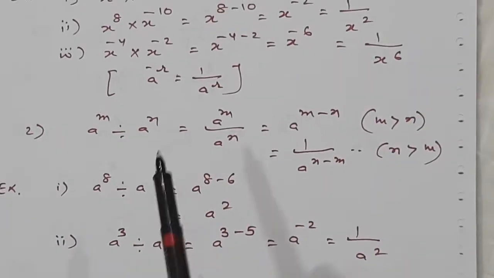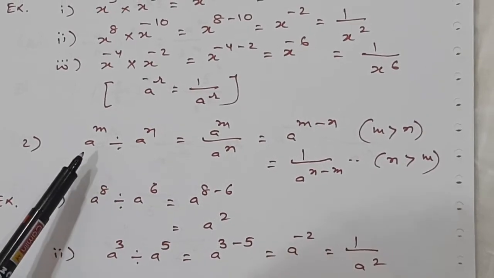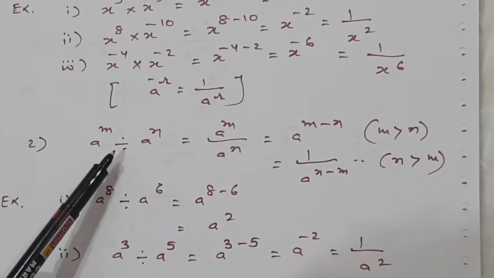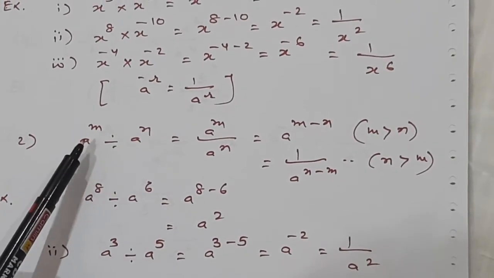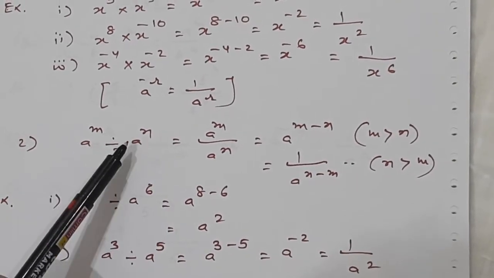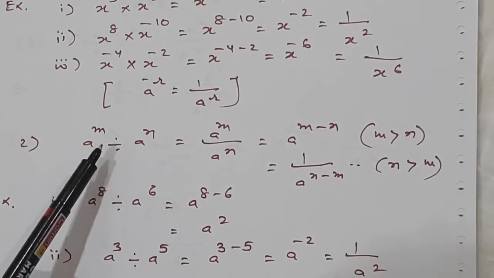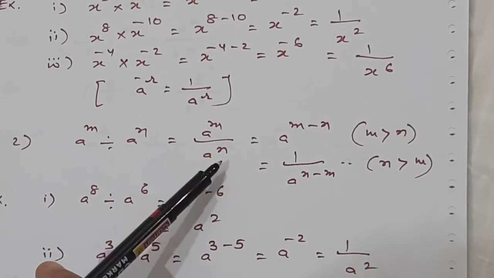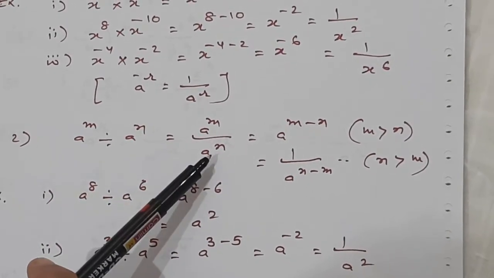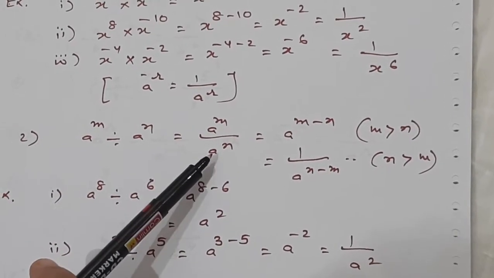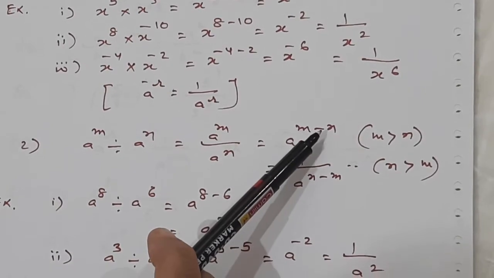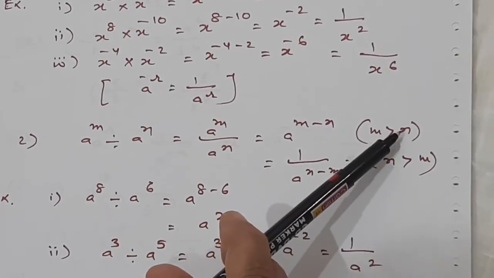Now the second law is called the law of division: a raised to m divided by a raised to n. Here again the bases are the same. Note this point, that bases must be the same. This can also be written as a raised to m upon a raised to n. The question can be in this way also, it doesn't matter, it is a division only. So a raised to m minus n, where m is greater than n.